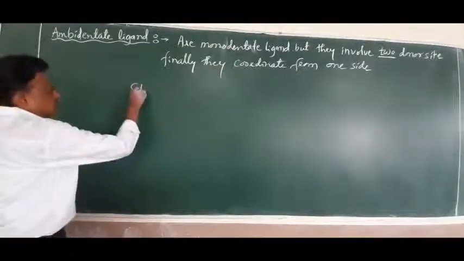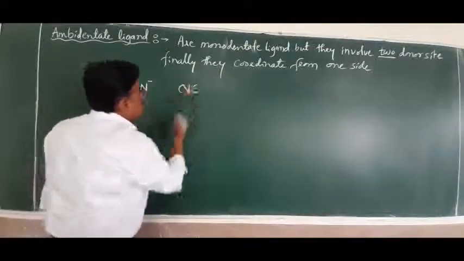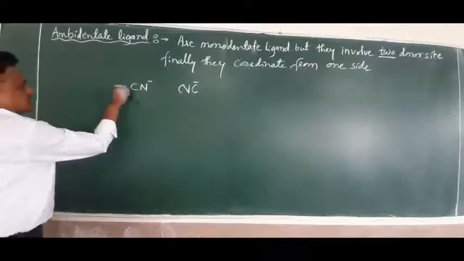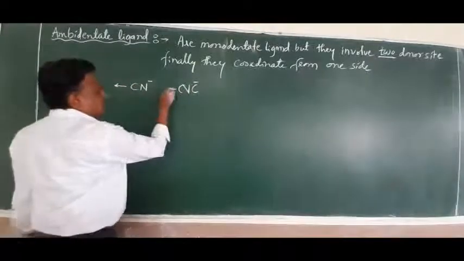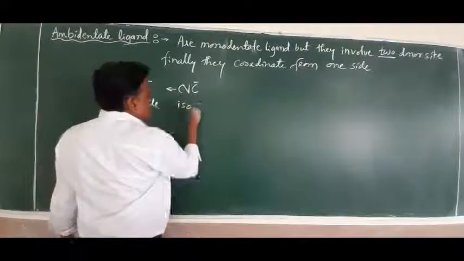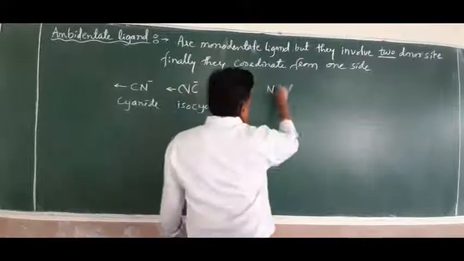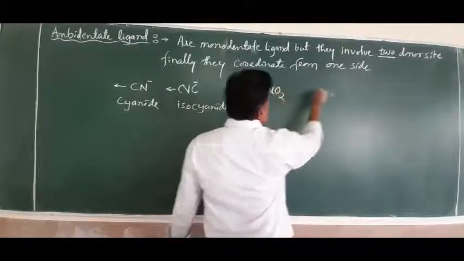For example, cyanide and isocyanide, CN and NC, where there is a carbon donor and a nitrogen donor. Cyanide, isocyanide. And next, NO2 and ONO.